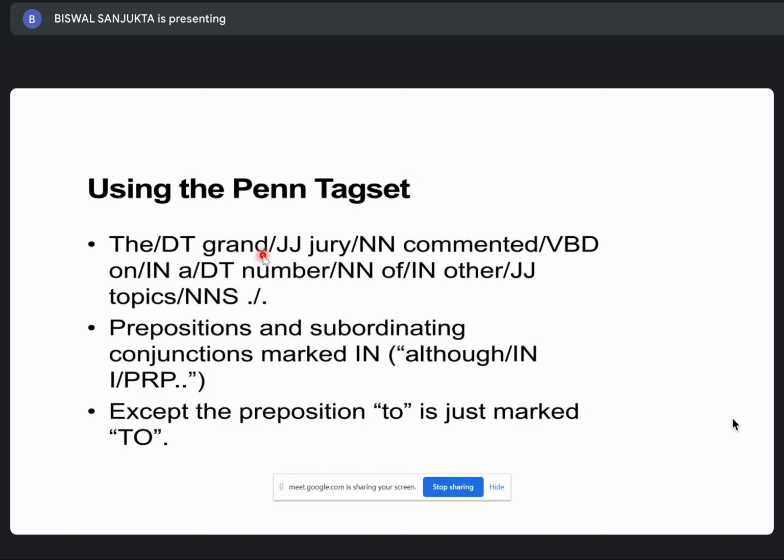But if you see some other data set, they might say something else. Like in the case of JJ, they can say ADJ for adjective. So it can vary depending on the data set you are using, or you can even create your own data set and say, okay, I will use AD instead of ADJ. There is no hard and fast rule that you should use this, but for conventional purposes, people always use this kind of notation.